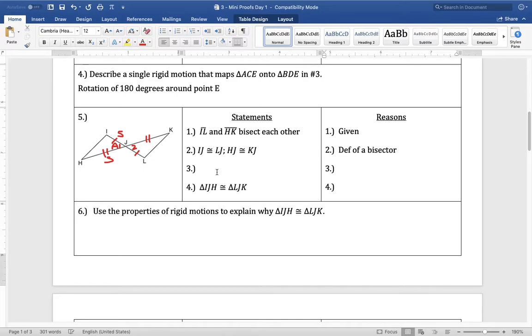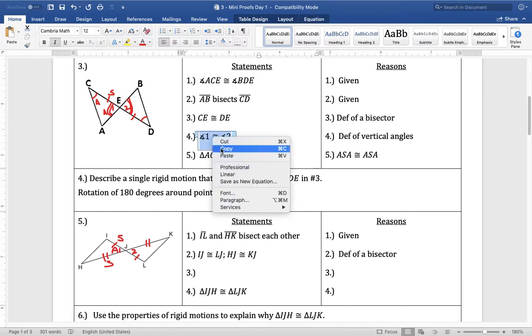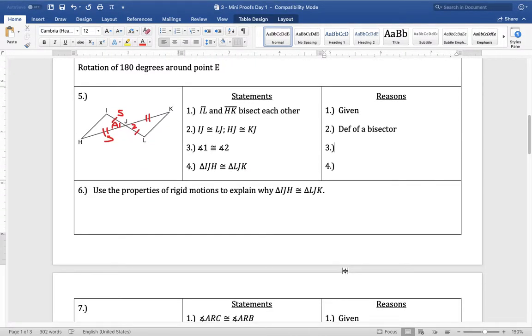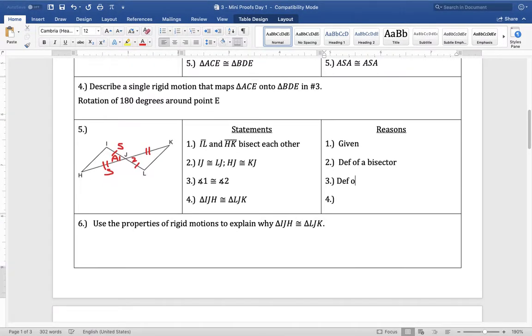There we go. The third thing we had here was our vertical angles. So I'm just going to go back and kind of steal this from here, right? Make it fast. Angle 1 was congruent to angle 2. And this was vertical angle theorem, or definition of vertical angles.